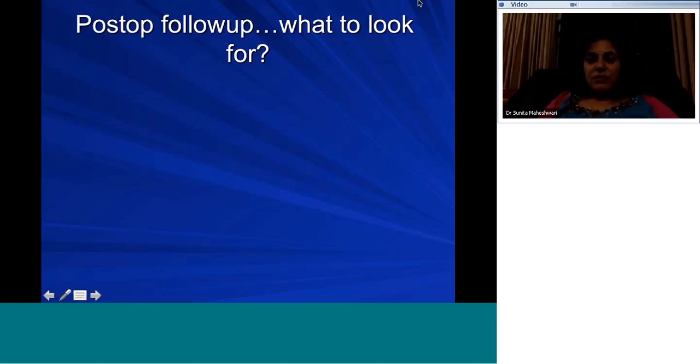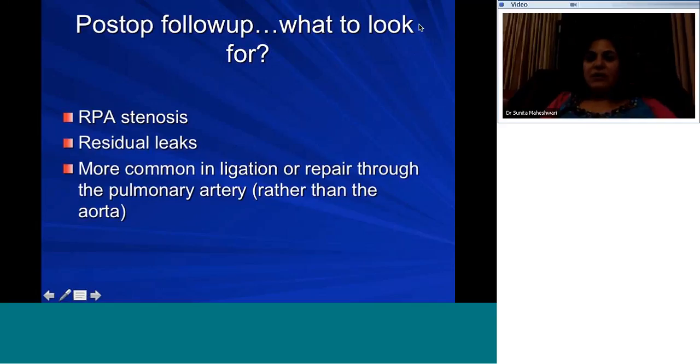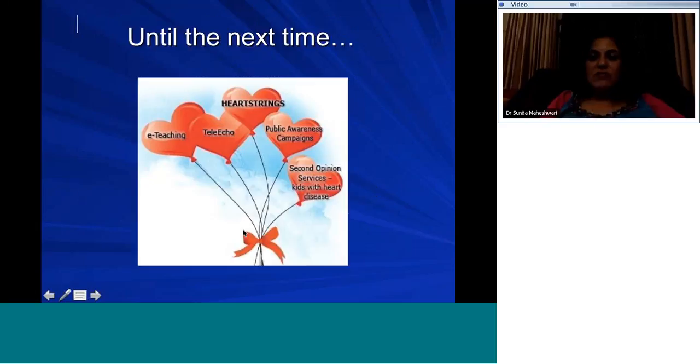Anyone? So you've gone through the aorta, remember? And then you put a patch. So you need to look for any residual leaks. If you put a patch on the PA, you need to look for any pulmonary artery stenosis, right? Typically these leaks don't occur unless sometimes you've done ligation, or if the surgeon has chosen to put a patch through the pulmonary artery rather than transaortic. It's not that common. But anyway, you look for stenosis and you look for residual leaks on follow-up.